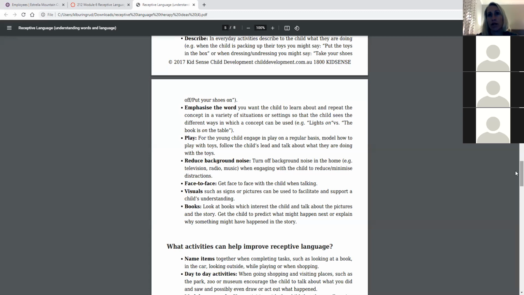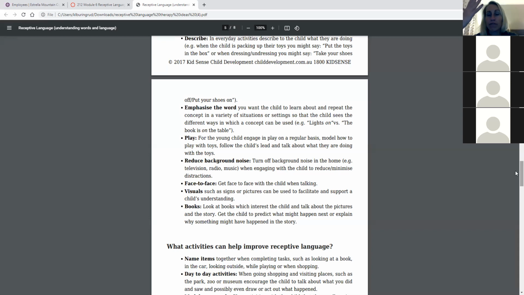Because a lot of times when I have them repeat, that's when I start to see some of their progress. The more that they repeat that they heard, we know their language is improving or making improvements. So reducing background noise, reducing distractions.